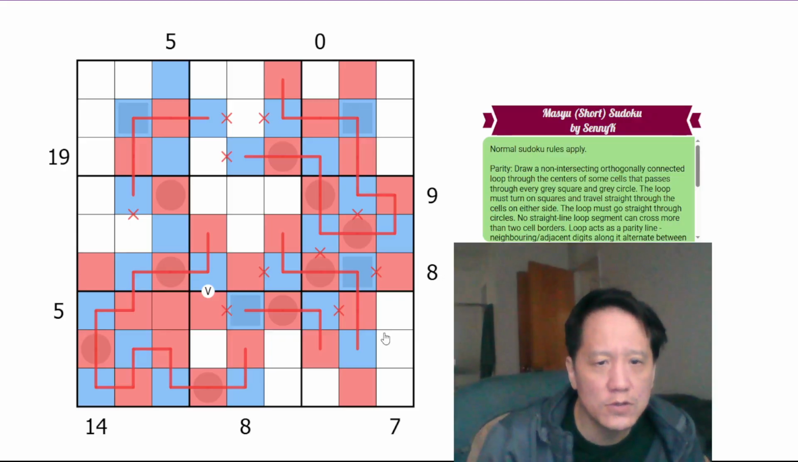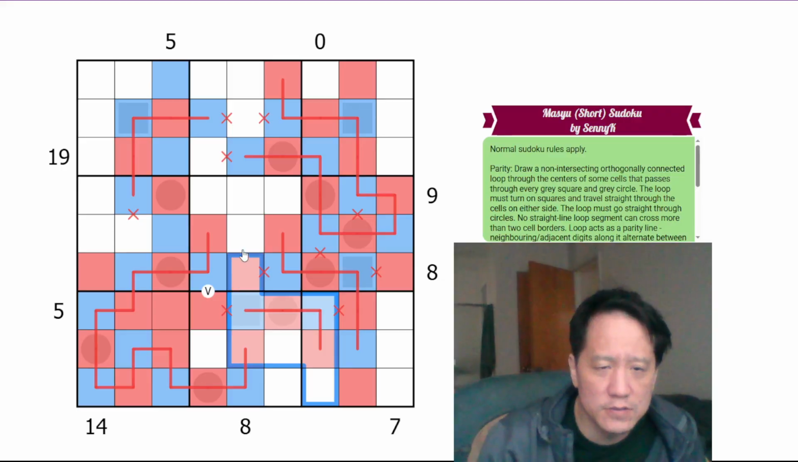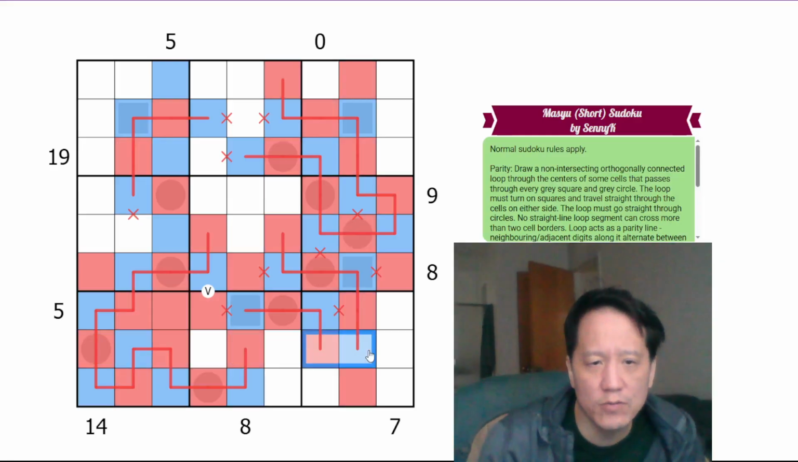This could do something funky like this. This has to connect to something. If it connects to here, the problem is this isn't connected to anything else. So this must connect to here somehow.